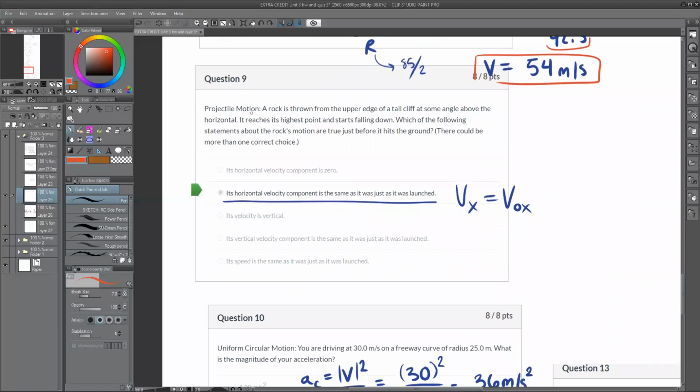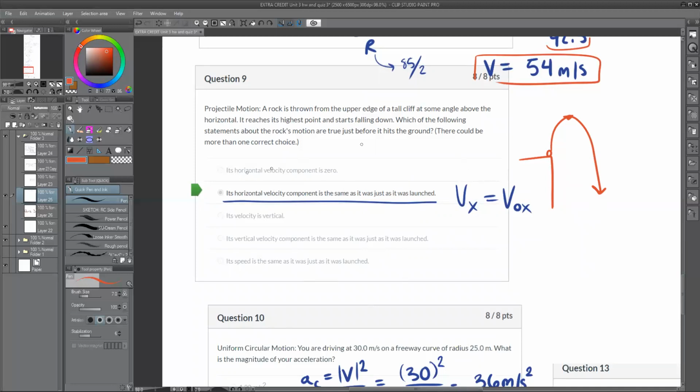A rock is thrown from the upper edge of a tall cliff at some angle above the horizontal. It reaches its highest point and starts falling down. Which of the following statements about the rock's motion are true just before it hits the ground? So basically, you're doing a projectile motion problem. So this is the highest point of the rock, and then it starts falling down.